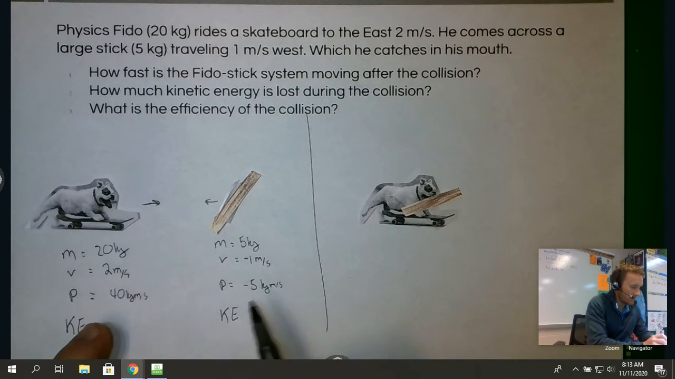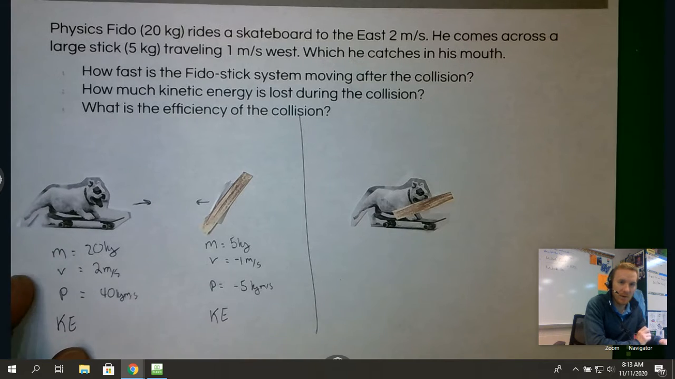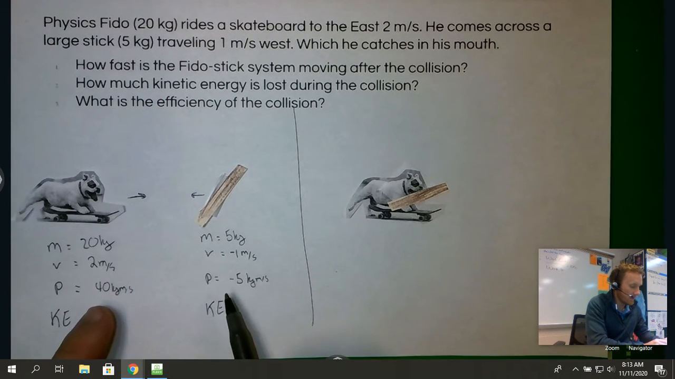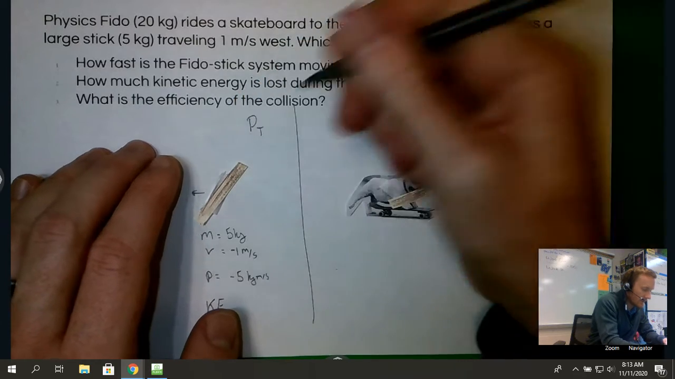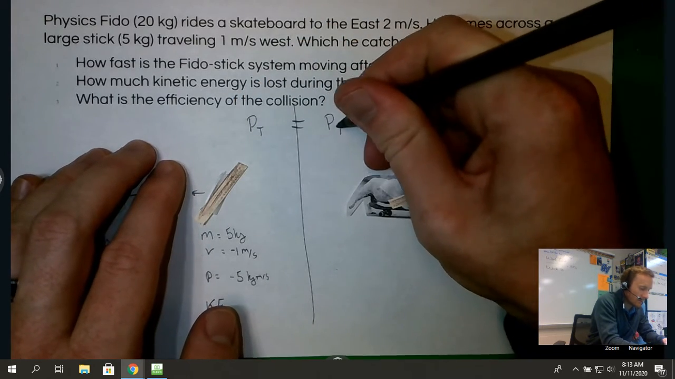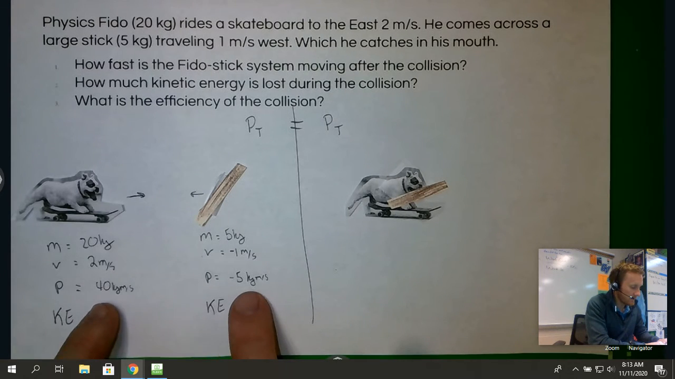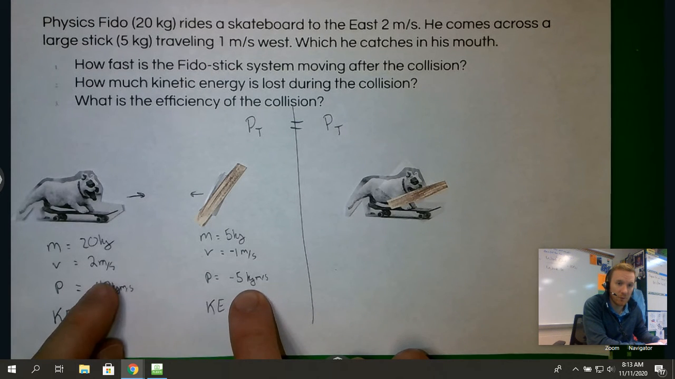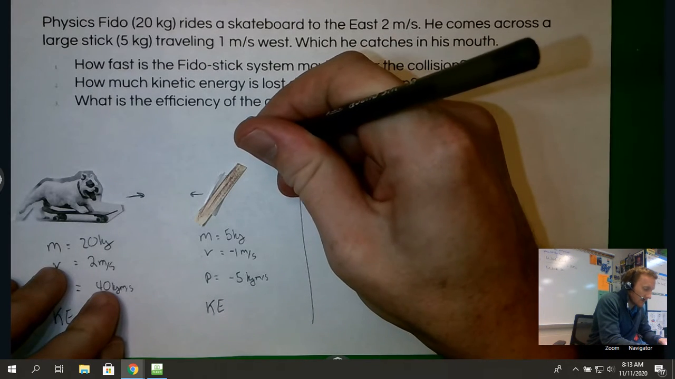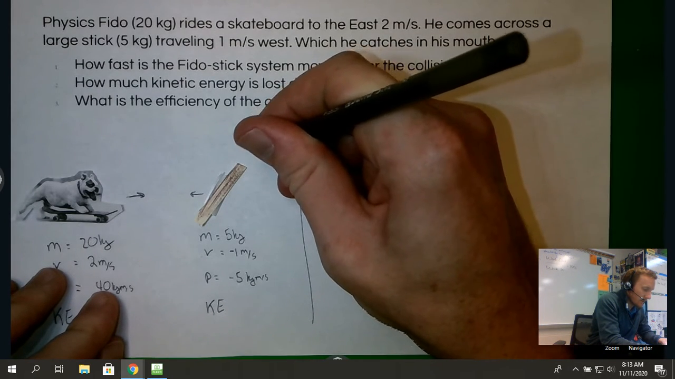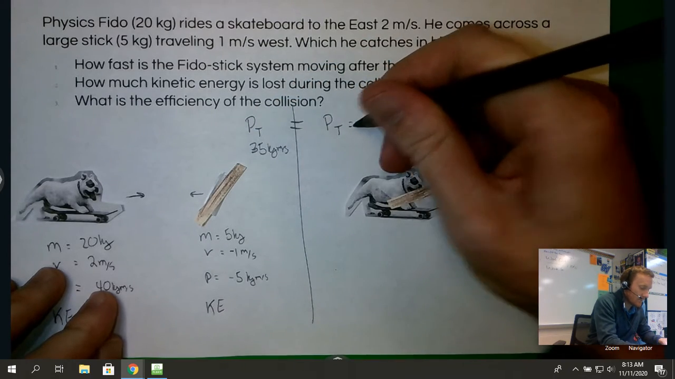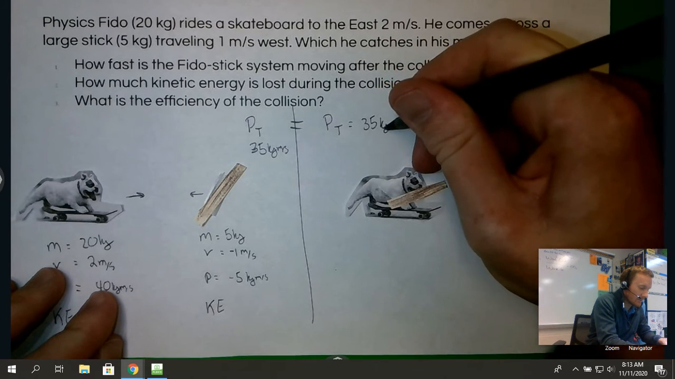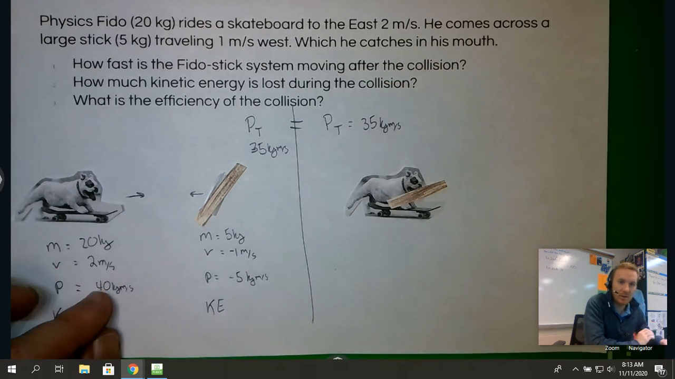Right now, because I'm looking for the speed of the system after the collision, I need to understand what the total momentum is before, because I know that the total momentum before a collision is always equal to the total momentum after a collision, right? The total momentum before is always equal to the total momentum after. So the total momentum of the system before the collision, 40 plus negative 5, that's going to be a total momentum of 35 kilogram meters per second. And I know that that's going to stay the same both before and after the collision. Okay, so 35 kilogram meters per second doesn't change.